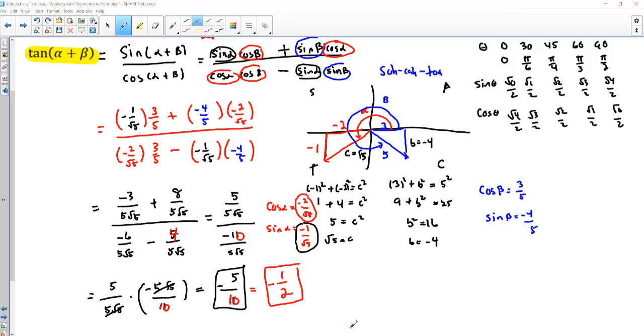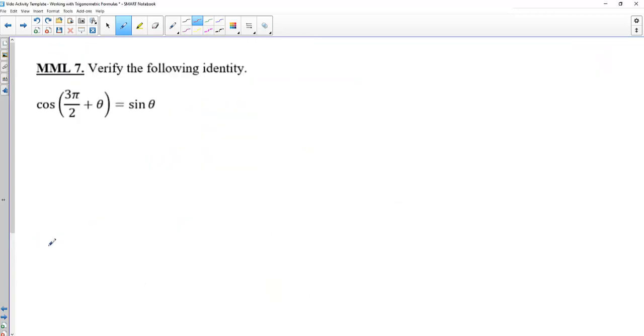So remember, it's really important to just show your work, because it's easy to make silly mistakes. All right, let's look at the next one. So on the next one here, what do we have? We want to verify the following identity. So remember how we verify trigonometric identities, and this will look like number 7 on your MyMathLab assignment.